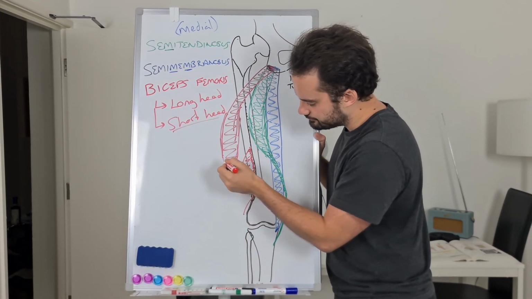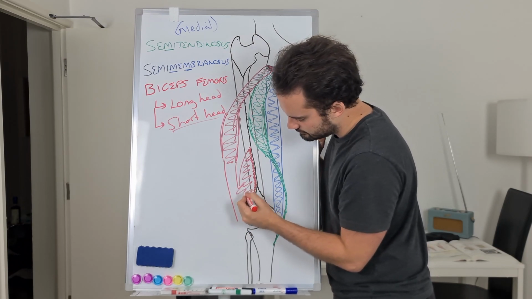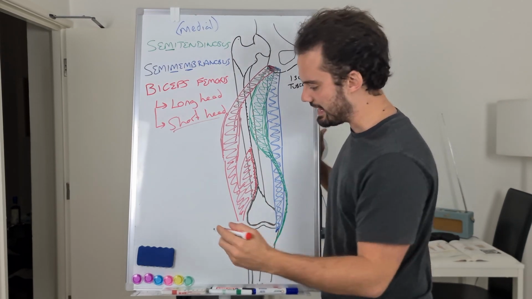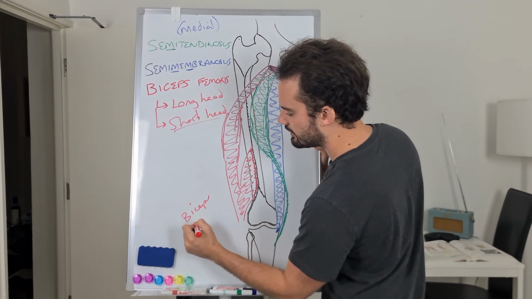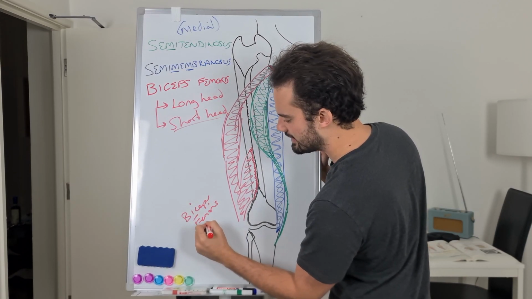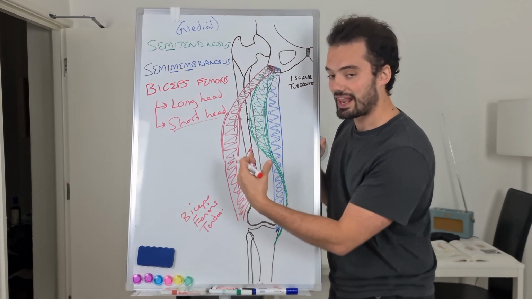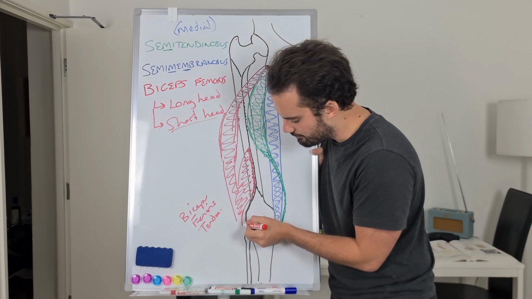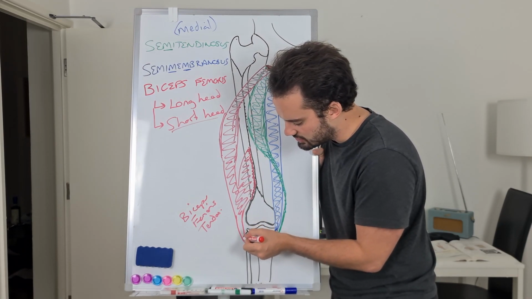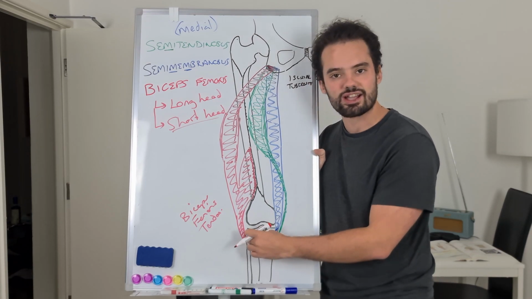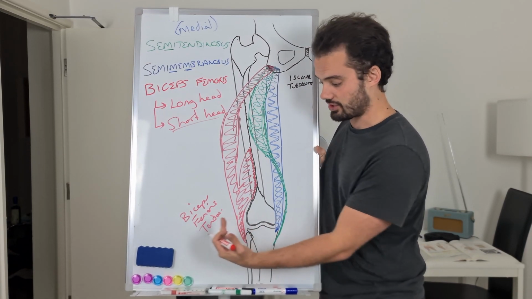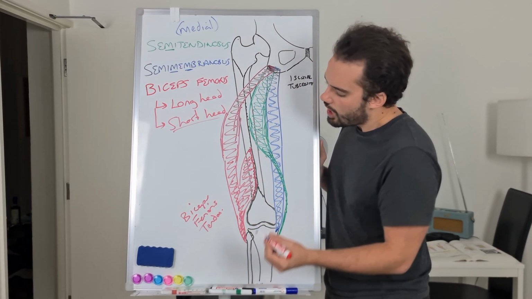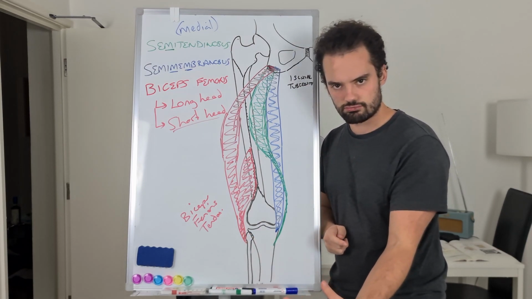Ultimately, they come together. Yeah, they come together to form the single biceps femoris tendon. And because we're on the lateral side, it has to attach to the lateral bone that's below the knee, yeah? So the biceps femoris tendon will insert onto the head and the neck of the fibula. Yeah, because the fibula is on the lateral side. Okay? So ultimately, it's all one tendon.